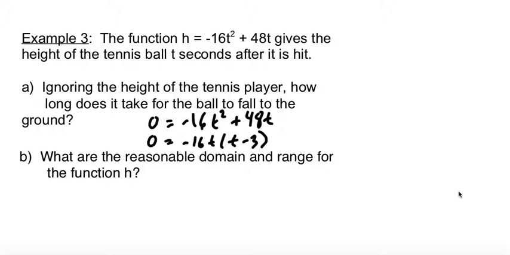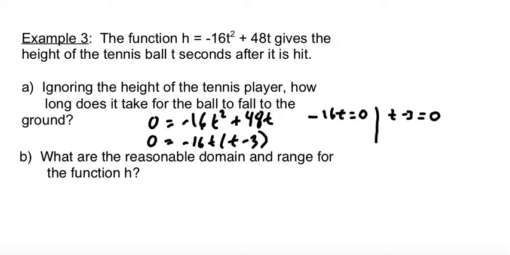So now we've got 0 equals negative 16t squared plus 48t. We pulled out the GCF, which is negative 16t. So next, what we're going to have to do is set each of those terms equal to 0. So let's do that. I can take negative 16t, set it equal to 0. And then I can take the other term, which is t minus 3, and set that equal to 0.